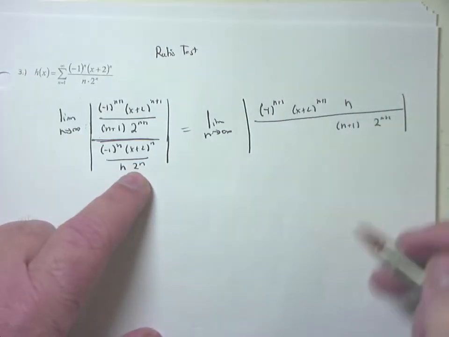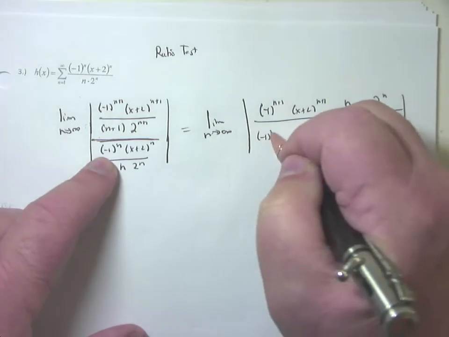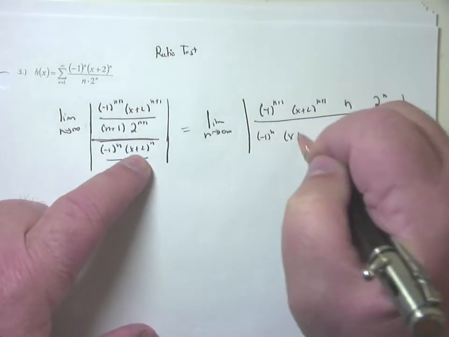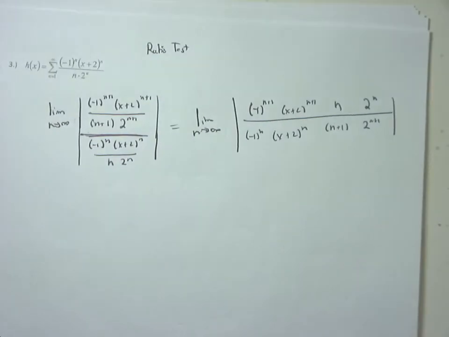The 2 to the n is going to show up on top. The -1 to the n will be on the bottom, and the x plus 2 to the n will be on the bottom. So that saves yourself lots of time: flip, multiply, and group together like terms. Now, let's go for the jugular here.